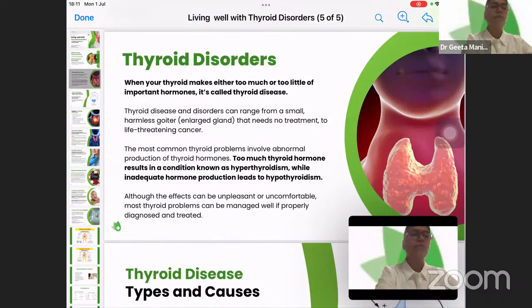Now, thyroid disorders. When your thyroid makes either too much or too little of the important hormones, it's called thyroid disease. Thyroid disease and disorders can range from a small, harmless goiter, or an enlarged gland that needs no treatment, to life-threatening cancer. The most common thyroid problems involve abnormal production of thyroid hormones, either hyper or hypo. Too much thyroid hormone results in a condition known as hyperthyroidism, while inadequate hormone production leads to hypothyroidism. Although the effects can be unpleasant or uncomfortable, most thyroid problems can be managed well if properly diagnosed and treated.